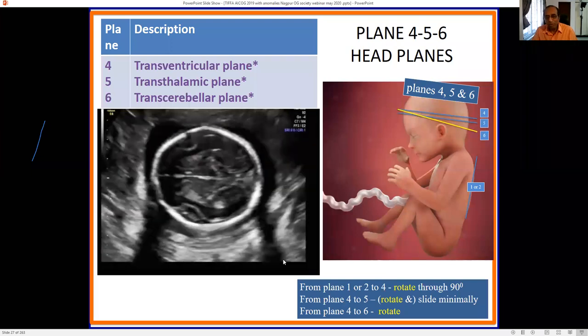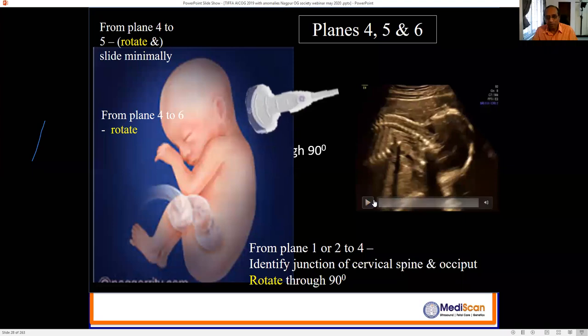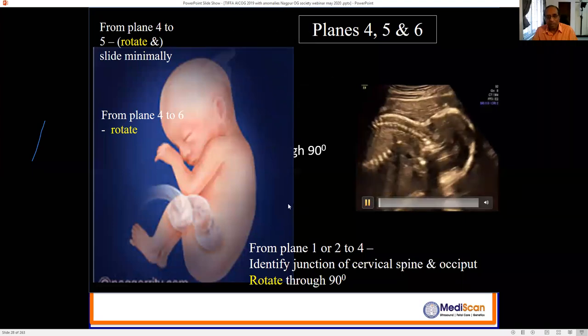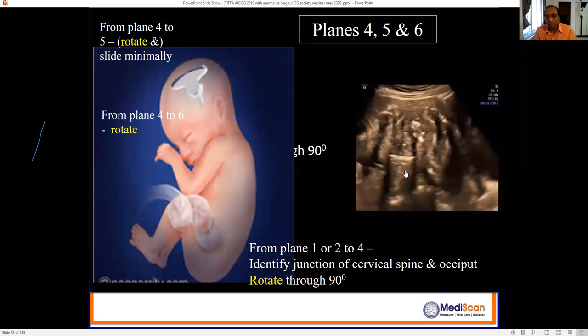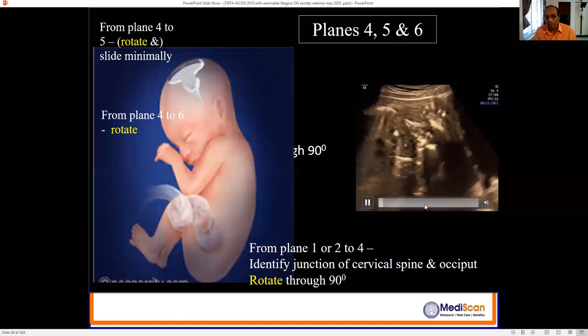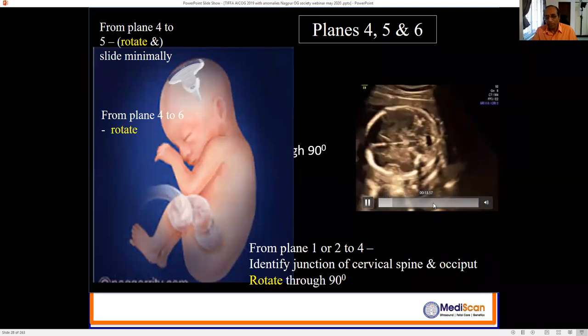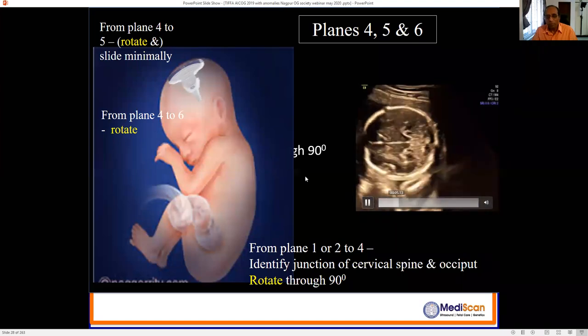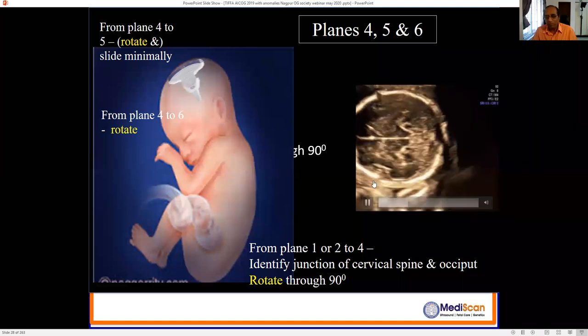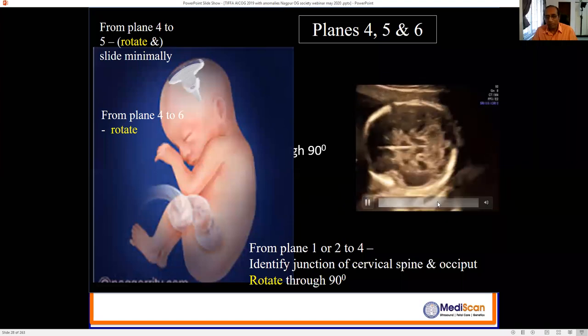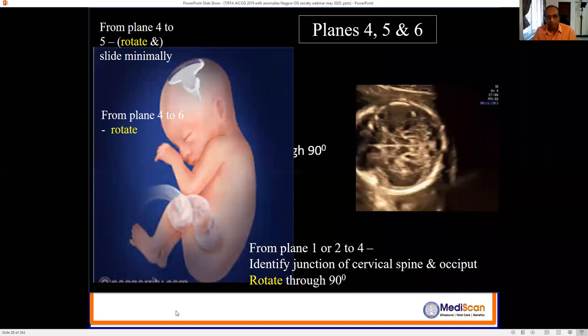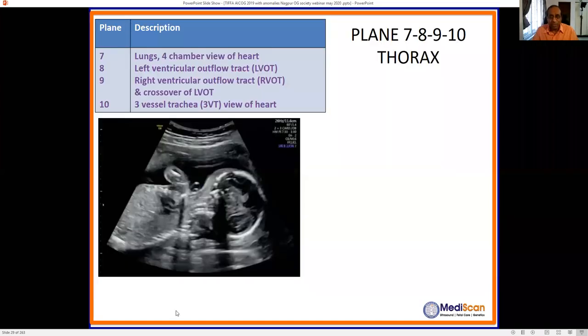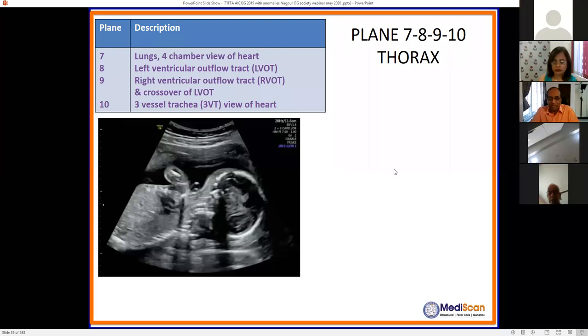Now just to show how the probe moves, that's your probe. It goes up and then you do a transverse view and then you can get the whole thing again. So always get the cervical spine and occiput, then move your probe 90 degrees and then move up and down with a little bit of rotation, you will be able to get all the 3 anatomical planes of the head. Next is plane 7, 8, 9, 10. So 4, 5, 6 is the head. 7, 8, 9, 10 is the thorax.